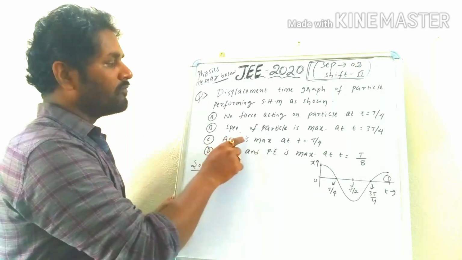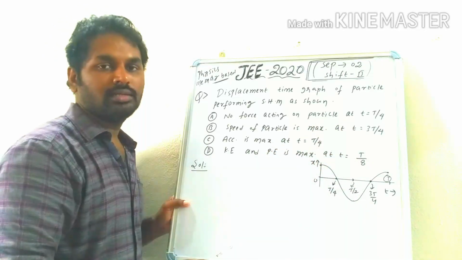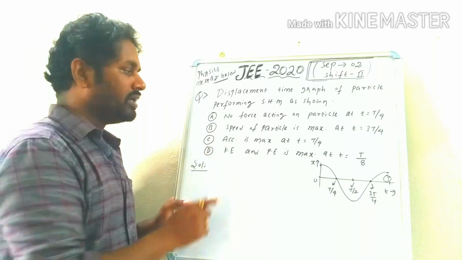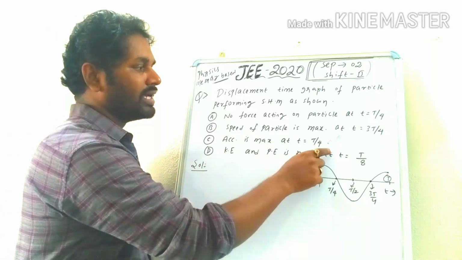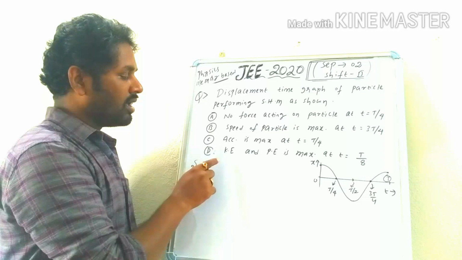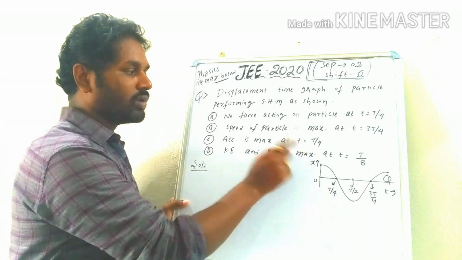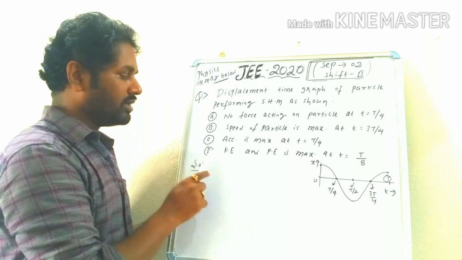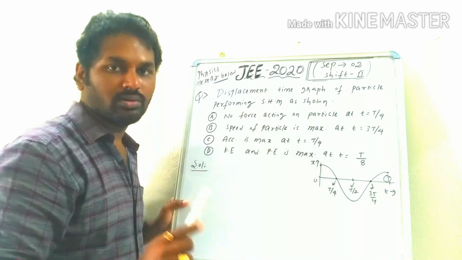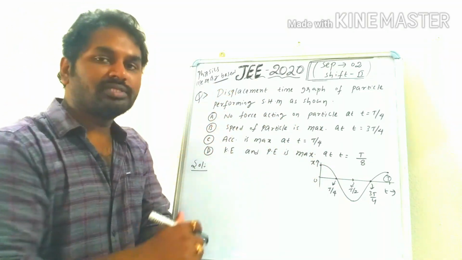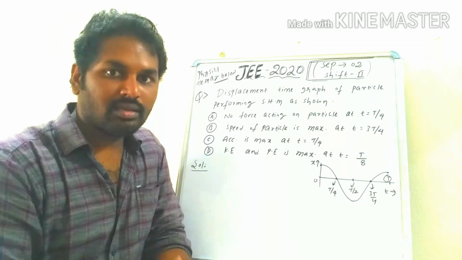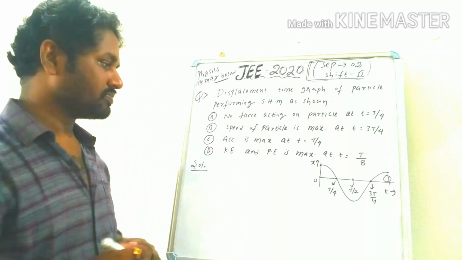Statement A, no force acts on the particle at t is equal to T by 4. Statement B, the speed of the particle is maximum at 3T by 4. Statement C, acceleration is maximum at t is equal to T by 4. And D, kinetic energy and potential energy are maximum at t is equal to T by 8. Out of the 4 statements, which statements are correct? They are asking in the question. Let us see one by one.